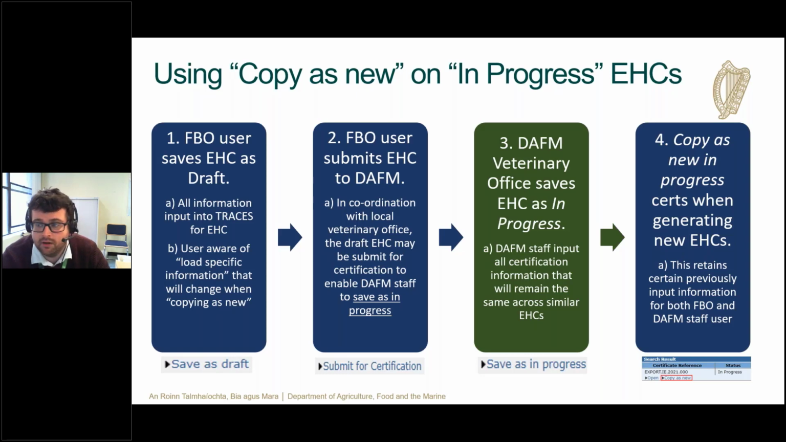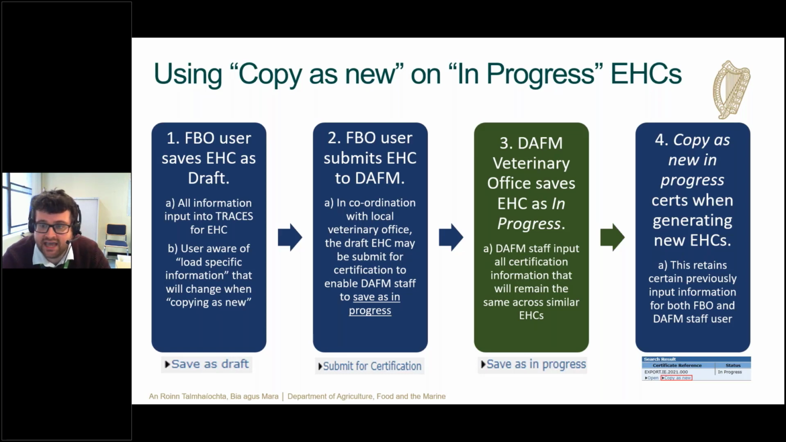So for example, if you have a repeat customer that is requesting the same order, the same goods, and this is most applicable here, the origin of the goods is the same. So if the origin of all of the products that you're exporting to GB is, say for instance, Ireland, that means that the public health and animal health attestations will remain similar across consignments, which enables the veterinary office in advance of October the 1st to push that information into the system, and they will then save as in progress.